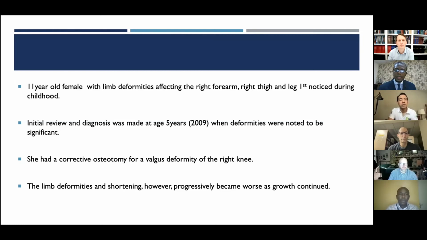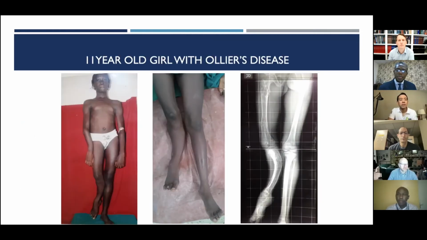Next slide. So these are the clinical pictures and the x-rays done at the time I saw her initially in 2015. Next slide.